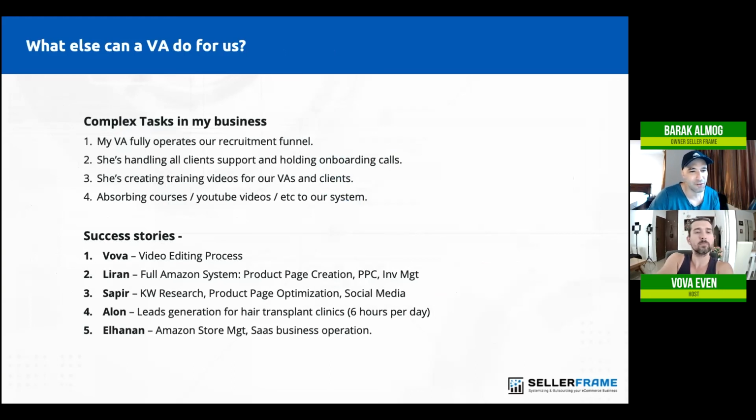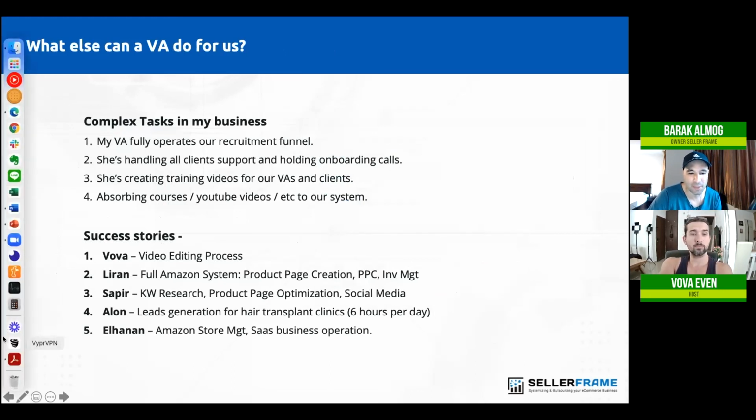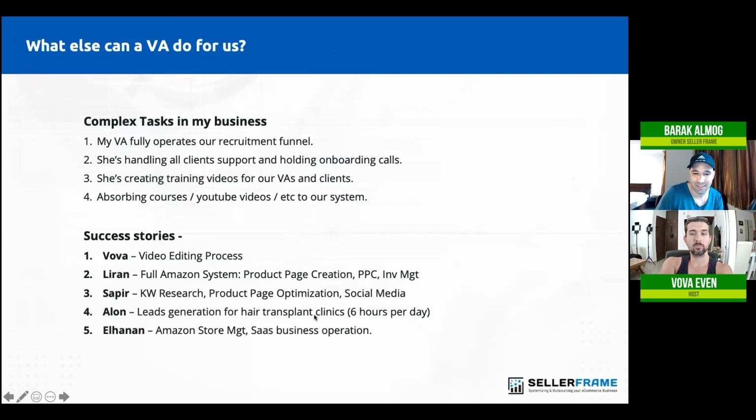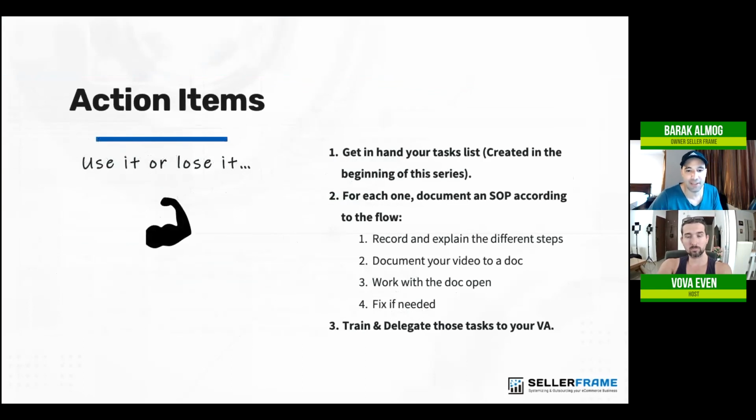What else can a VA do for us? Well, there's a bunch of examples of complex tasks here that VAs do for our customers and for myself. Let's just move on. Action item: get in hand the task list that you created in the first video. If you didn't watch the first video, just go and watch the first video and second and so forth. For each one, document an SOP according to the flow, okay? And that's it. Hopefully you got the VA, and if you do, train and delegate those tasks to them.